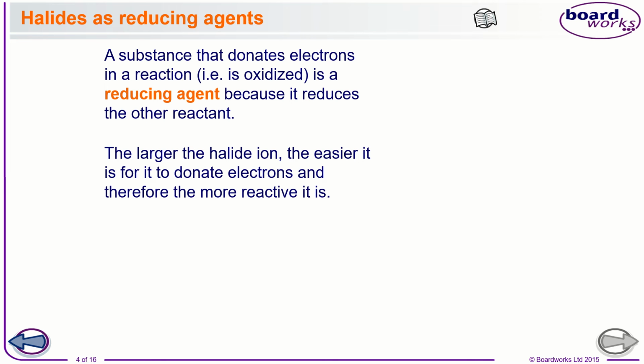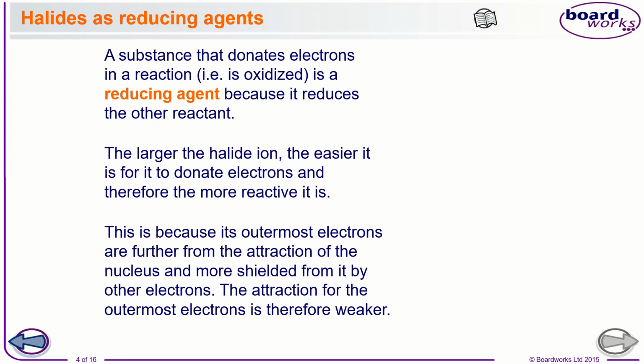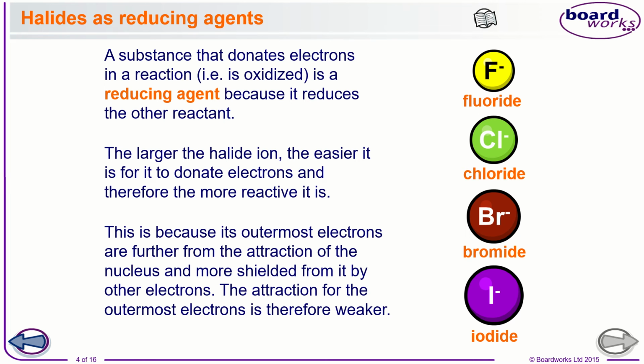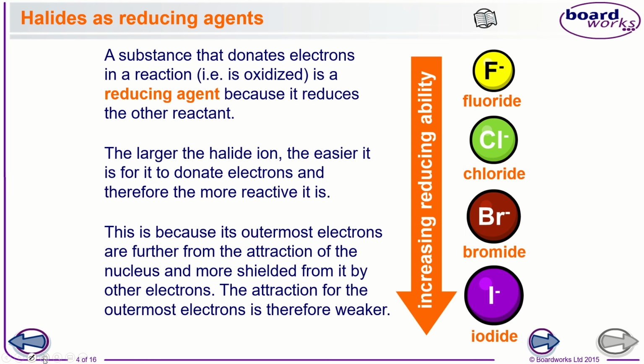So that is why, as you see on the screen now, the larger the halide ion, the easier it is for it to donate electrons, in other words, for it to be oxidized. That's because its outermost electron is further from the attraction of the nucleus and more shielded from it by the other electrons, and the attraction is weakest. Why is that the case for iodide? Hopefully you can work this out yourself. The outer electron in iodide ions is much further from the nucleus and experiences much greater shielding than the outer electron in a chloride ion, which has a much stronger attraction felt from the nucleus.